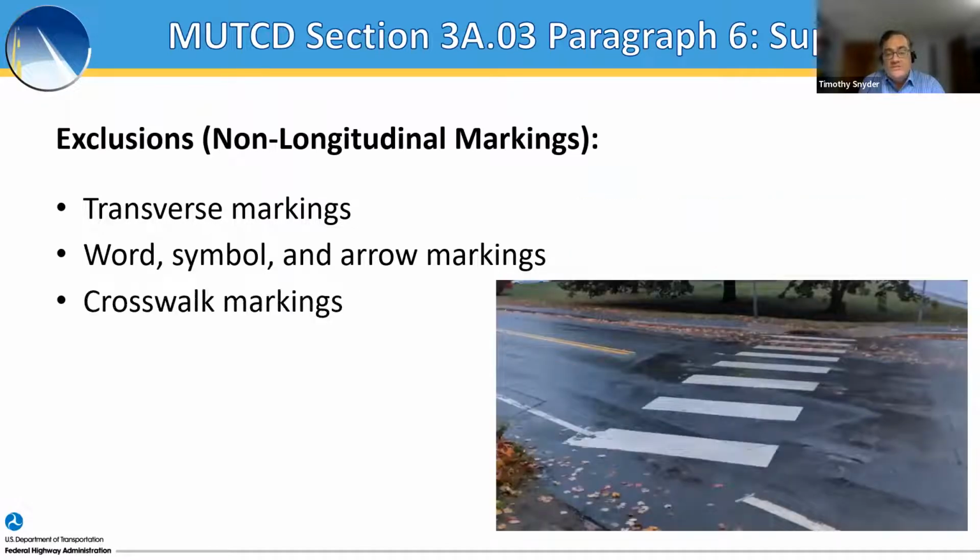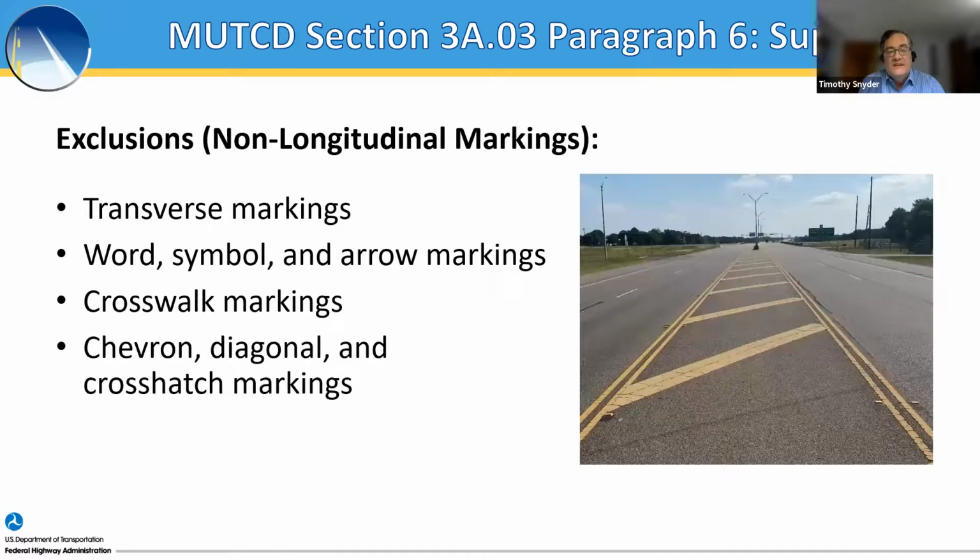Crosswalk markings and chevron, diagonals, and crosshatch markings are not longitudinal, and accordingly they are not required. However, again, it'd be appropriate and fine for any agency to incorporate these types of markings or some subset thereof into your methodologies and methods of maintenance to ensure that you have adequate retroreflectivity for those.